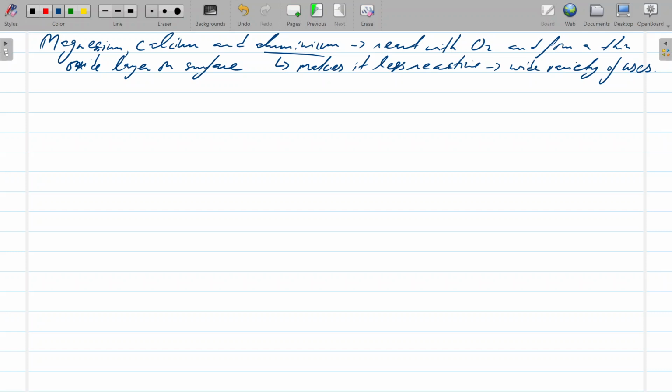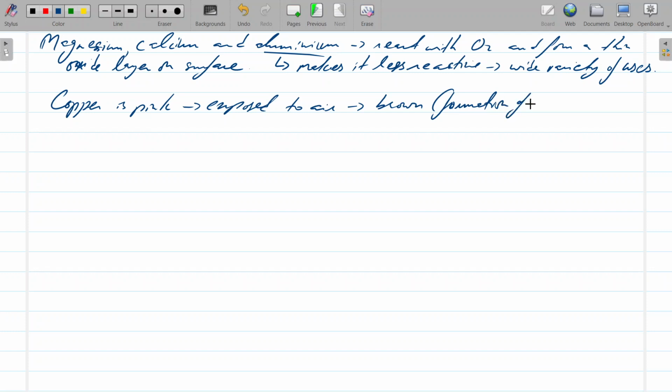Copper, for example, if you've ever seen copper, it's actually pink, but you might have seen copper being brownish. When it's exposed to air, it quickly turns brown on the surface, and that is because copper 2 oxide is formed.